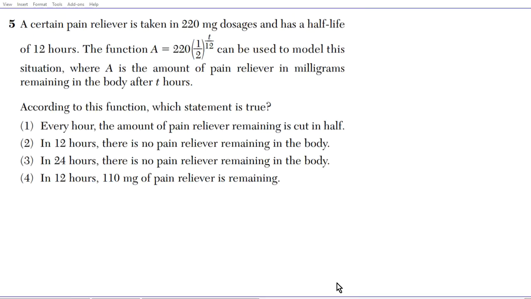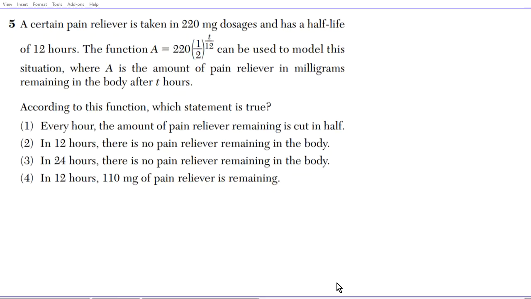All right, let's take a look at 5. It reads, a certain pain reliever is taken in 220 milligram dosages and has a half-life of 12 hours. The function a equals 220 times 1 half raised to the t over 12 can be used to model this situation, where a is the amount of pain reliever in milligrams remaining in the body after t hours. Question, according to this function, which statement is true?